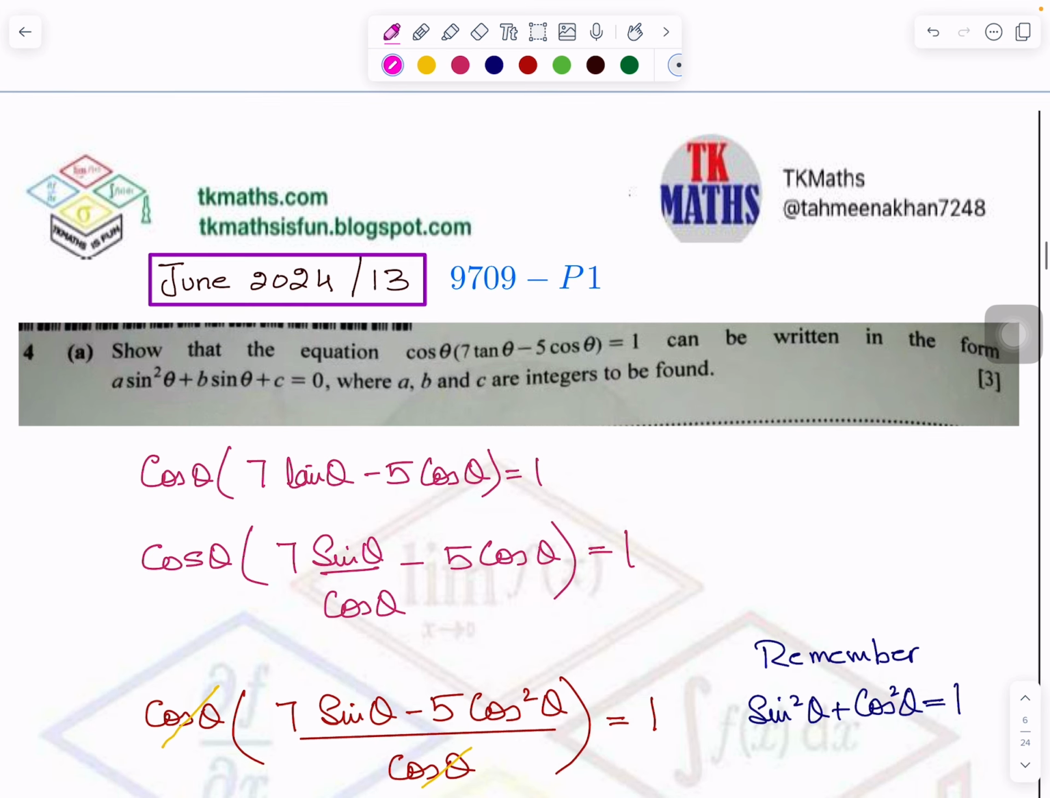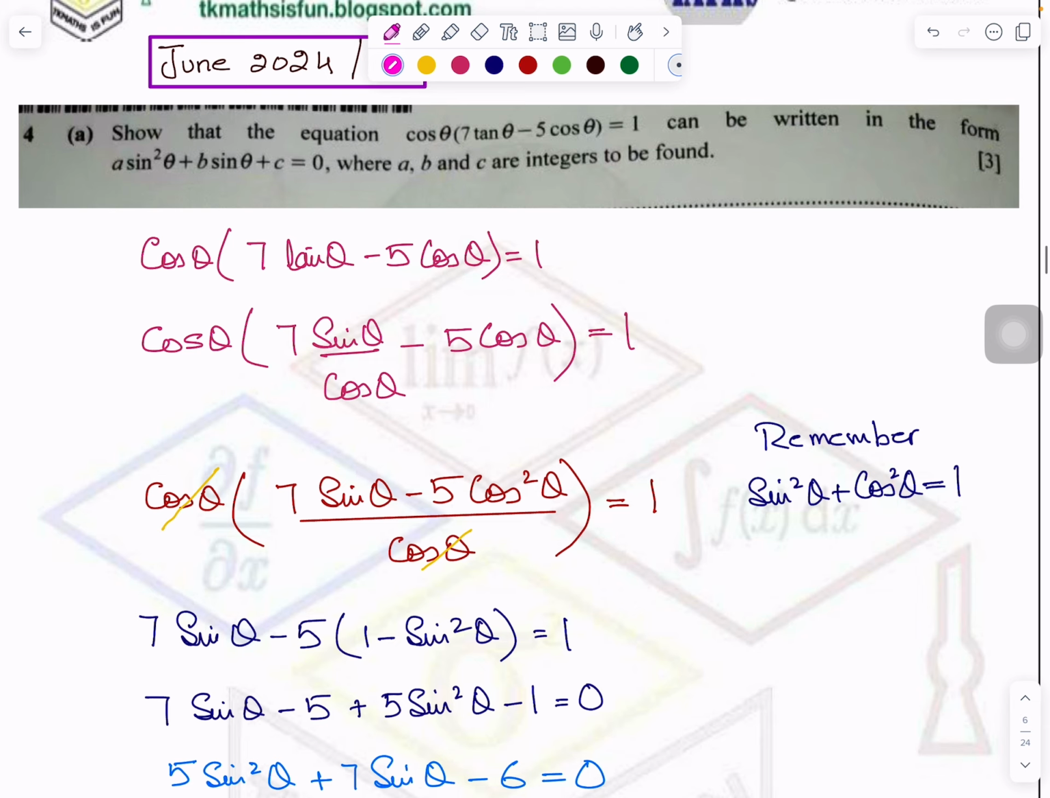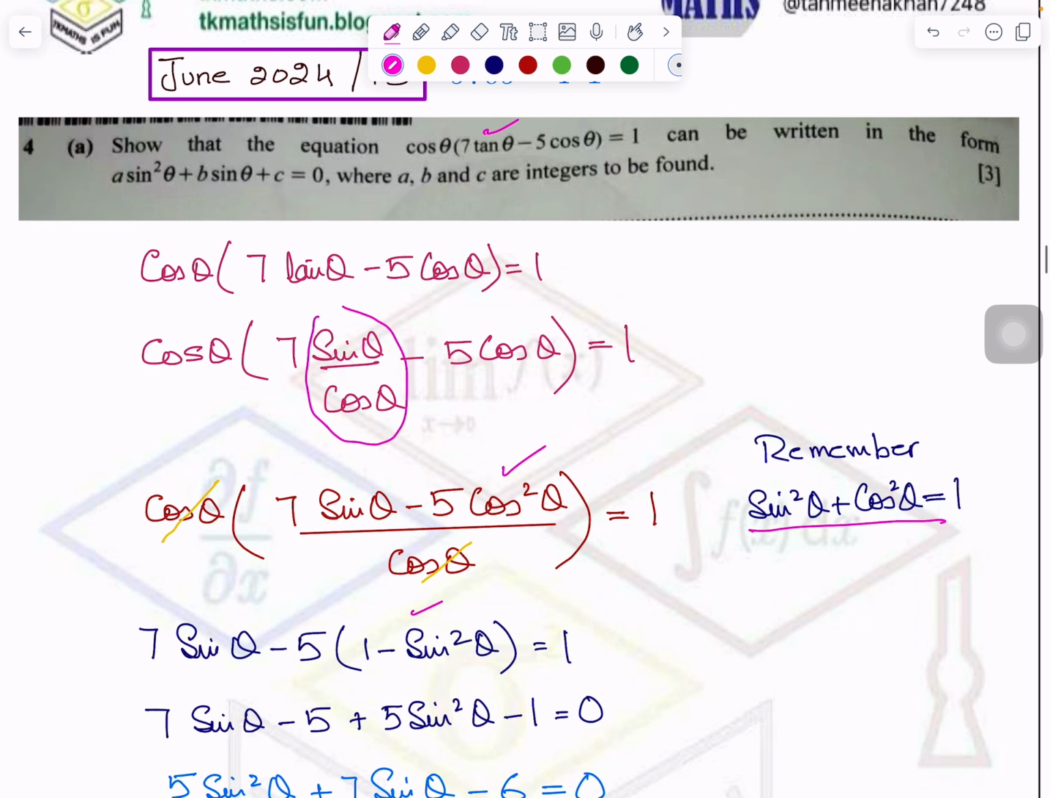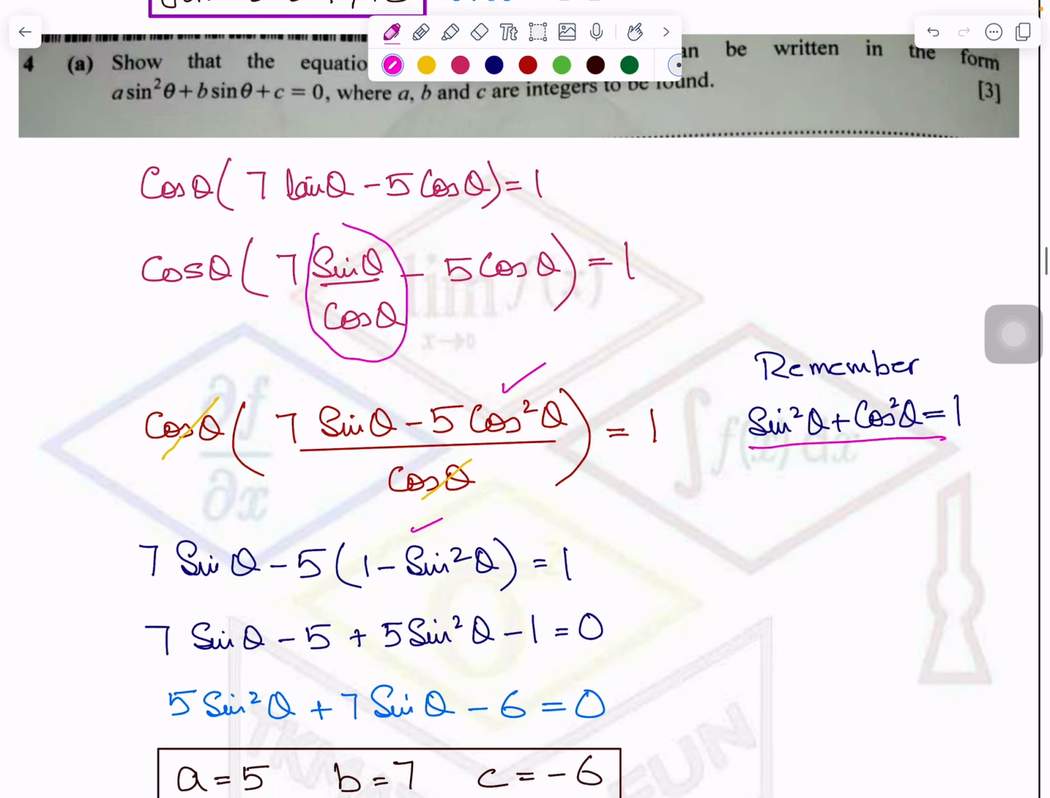Now question number 4. At any point you think it is fast, you can put the video on pause. Show that the equation can be written in this form. Now this was again a simple question. Instead of tan theta, we are writing sin theta over cos theta here and then simplifying it, and then applying this identity at this point in place of this. And once we got it in the form which is given in the question, we are just comparing and finding what A, B and C are.